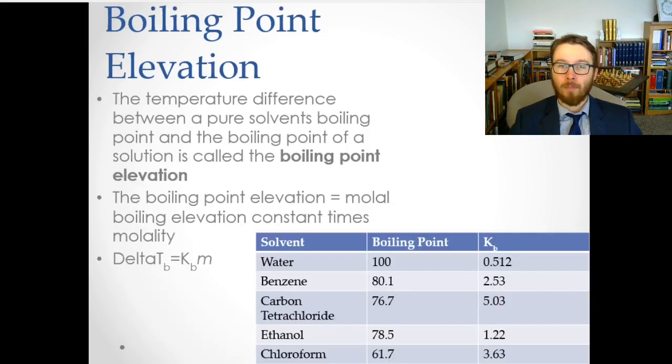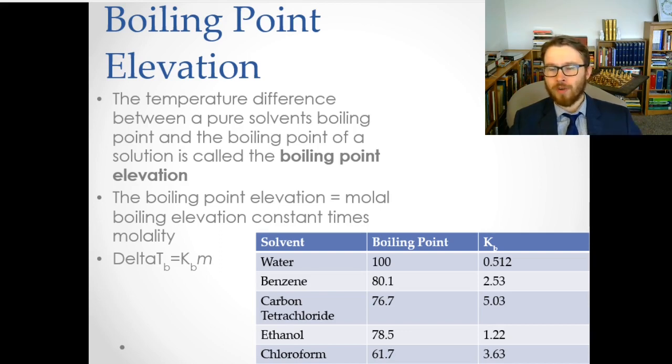The next one, boiling point elevation. Now it's in bold, so write down the definition. If you have to pause the video, do that. The temperature difference between a pure solvent's boiling point and the boiling point of a solution is called the boiling point elevation. Basically this: when you add stuff to a solvent, it takes a higher temperature to boil it.